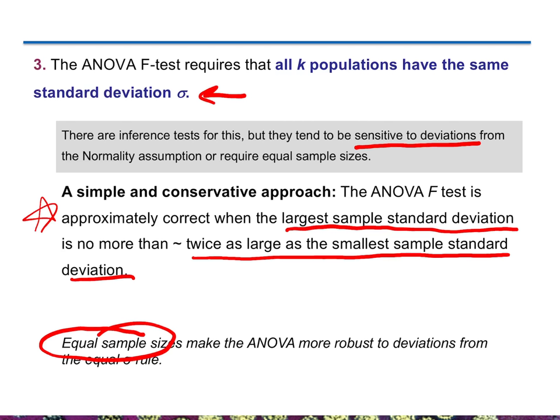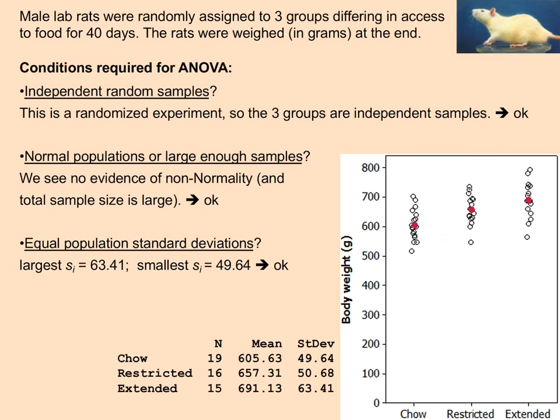So again, we have these 3 groups of rats that were subjected to different diets and weighed at the end to see what their weight gain was. So first question, do we have independent random samples? Well, it says they were randomly assigned to 3 groups, so yes, we're okay there. Normal populations or large enough samples. Well, if you look over here at the individual value plot, you may have 1 outlier there, but this seems normally distributed with no major outliers for the most part here, and that's okay as well.